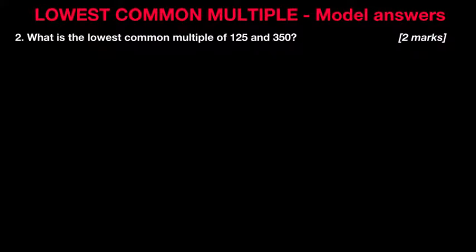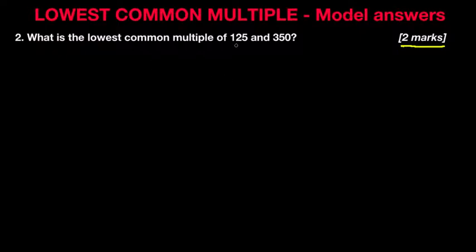Let's move on to our second question. What is the lowest common multiple of 125 and 350? Now again, the first thing to notice is the number of marks. There are 2 marks to this question. So hence, the examiners are expecting you to show your workings.